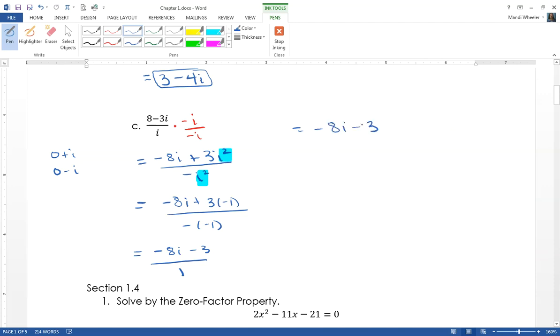And I'm perfectly fine with this answer. Normally, you're going to see the real part first, so I'm going to just rearrange it here. But like I said, anything handwritten that you turn into me, I'm perfectly fine with you leaving it in that form, as long as there's not any i squareds or anything like that. All right, that finishes up the examples that I wanted to do for section 1.3.